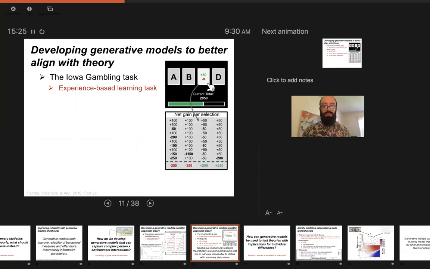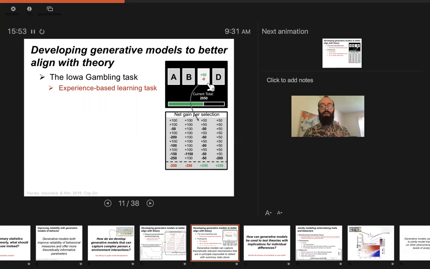I'm showing you here the first 10 selections from each of the decks. What happens is A and B look pretty good at first. You make lots of money, but then you encounter enough loss that in the end, if you were to keep picking them, you actually lose money. Whereas C and D look okay at first, but over the long term, you actually gain money by picking them. And so the person is tasked with learning that C and D are optimal decks, and you should develop a preference for those decks over the course of the task.